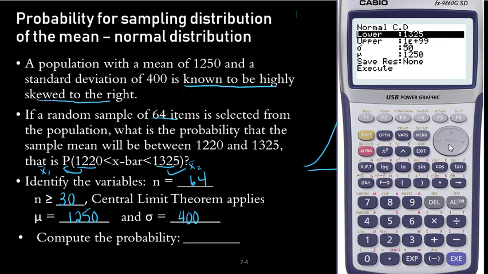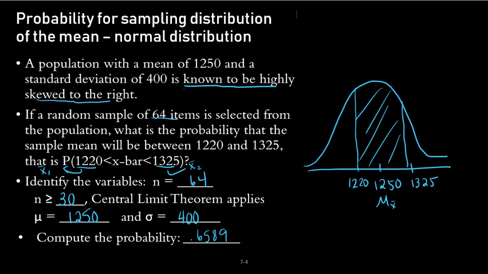So our lower bound now will be the 1220, the smaller value. The upper bound will be 1325. Our standard deviation is actually the standard deviation of the sampling distribution of the mean, which is 400 divided by the square root of sample size. Mean is 1250. Execute, and the answer is 0.6589. There's just under a 66% probability that we would find a sample mean between 1220 and 1325.